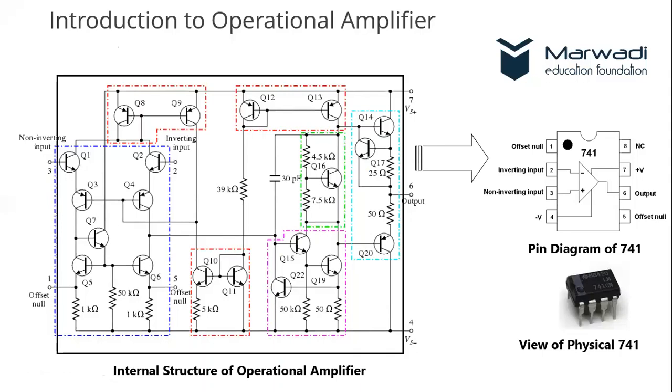The internal diagram or internal structure of the operational amplifier is like this, where you can see a number of transistors. You can count it up to this. There are at least 20 transistors and many passive components being used, including capacitors, resistors, as well as the transistors, all embedded in a single integrated circuit. We call this a chip, right? This makes the pin diagram of 741, and physically it will look like this.